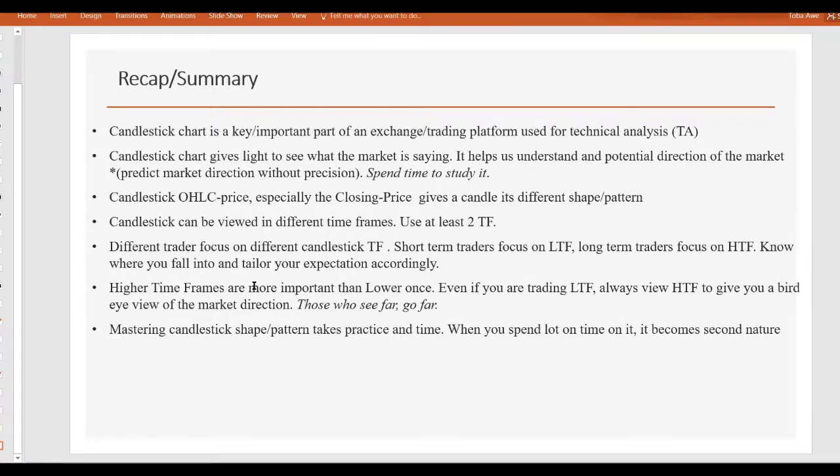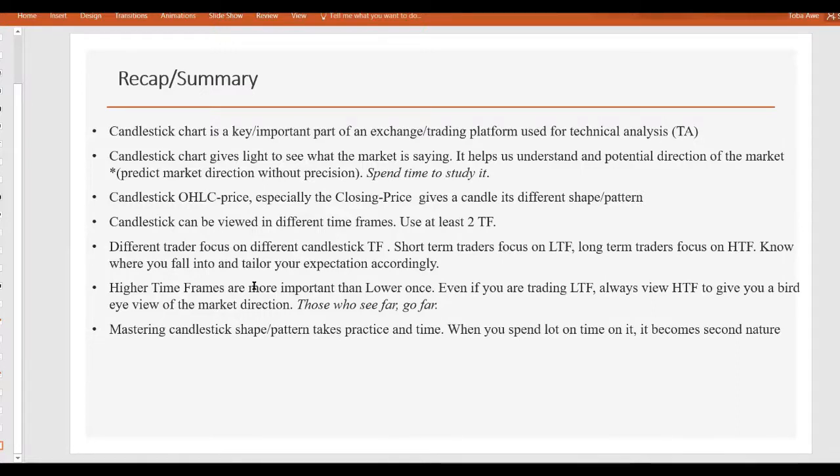Candlestick OHLC, which is open, high, low, and close price, especially the closing price, gives a candle its different shape and pattern. So it is the open price, the high price, the low price, and the closing price that determine the kind of shape a particular candle is going to take.